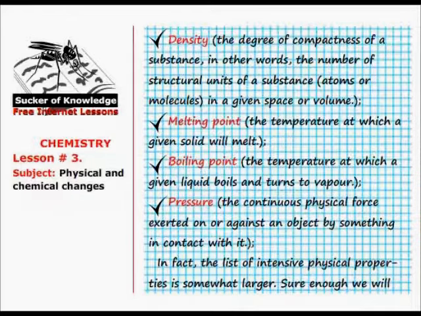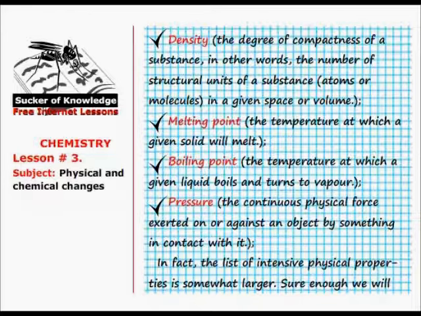The degree of compactness of a substance, in other words, the number of structural units of a substance, such as atoms or molecules, in a given space or volume. The fourth property, melting point. The temperature at which a given solid will melt. The fifth property, boiling point. The temperature at which a given liquid boils and turns to vapor. The sixth property, pressure. The continuous physical force exerted on or against an object by something in contact with it.